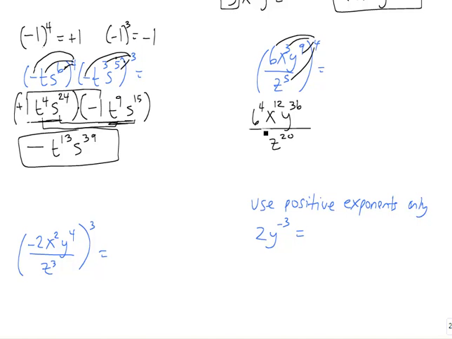Now I don't really have any more x's, y's, or z's to combine. There's only one term of each. If you want to evaluate 6 to the 4th, 6 times 6 times 6 times 6, that's kind of a large number. So you could either leave it as an exponential or you could use your calculator to figure it out. 6 to the 4th turns out to be 1,296. So this is 1,296 x to the 12th, y to the 36, all over z to the 20th.